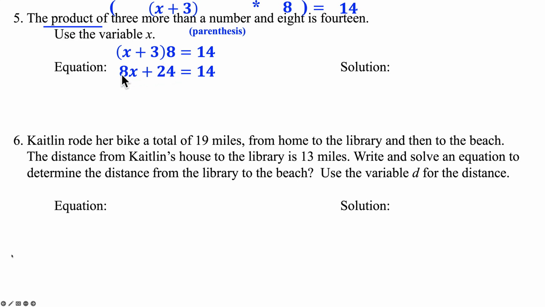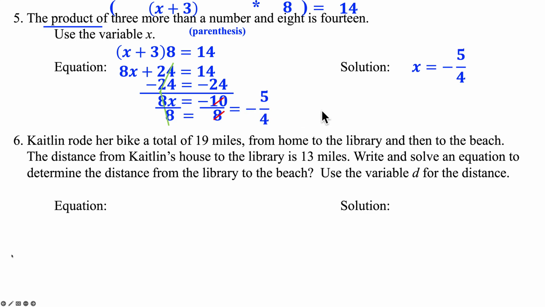What this does is it allows me to work with whole numbers or integers, and my fraction will appear on the last step. I subtract over the 24, 8x equals a negative 10, I divide by 8, we can reduce by 2, we get negative 5 fourths. Going a little too fast there.